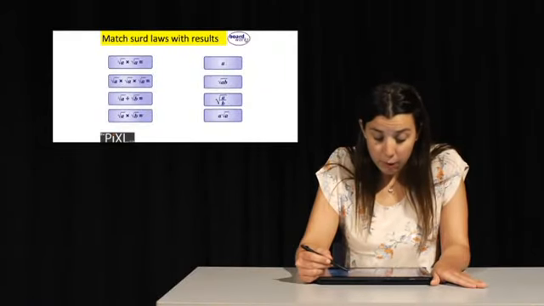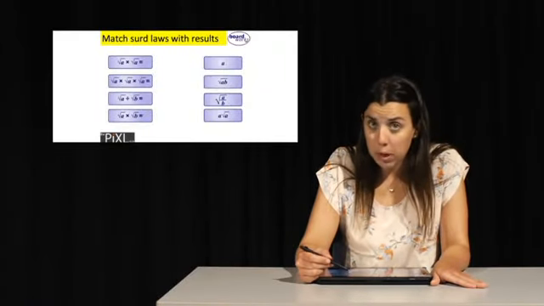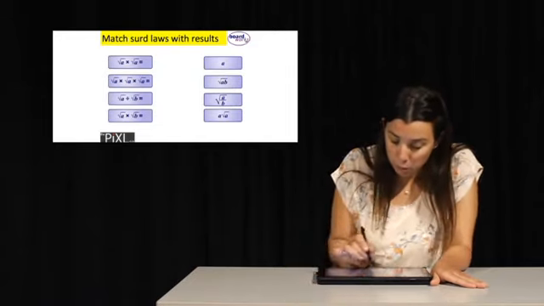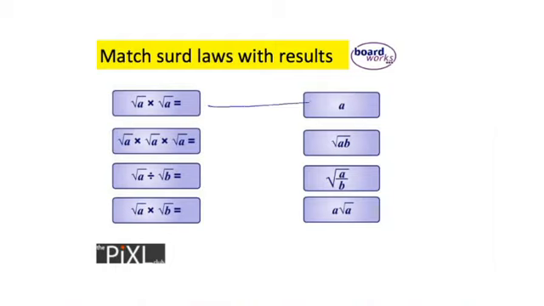Our first rule we have here is the square root of a multiplied by the square root of a. A and a, the same number there. That was our first rule that's going to come out with simply a. Our example for square root of 3 multiplied by the square root of 3 is simply 3.